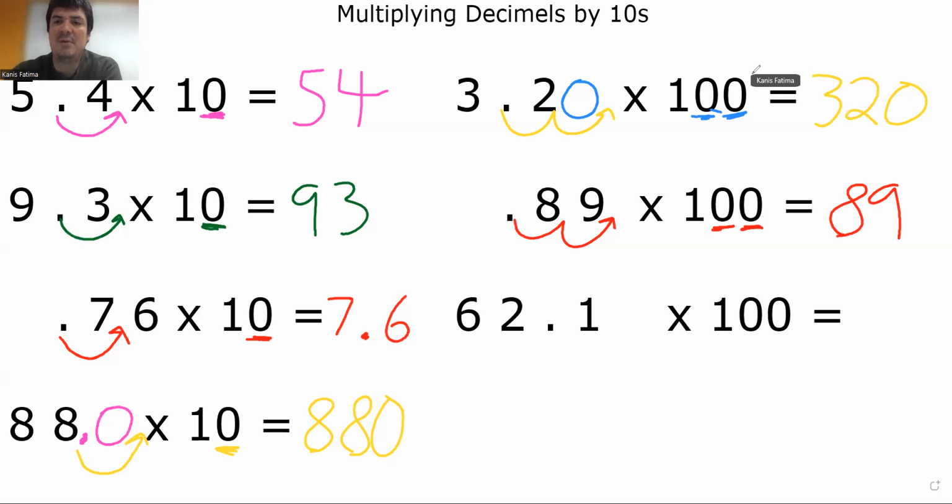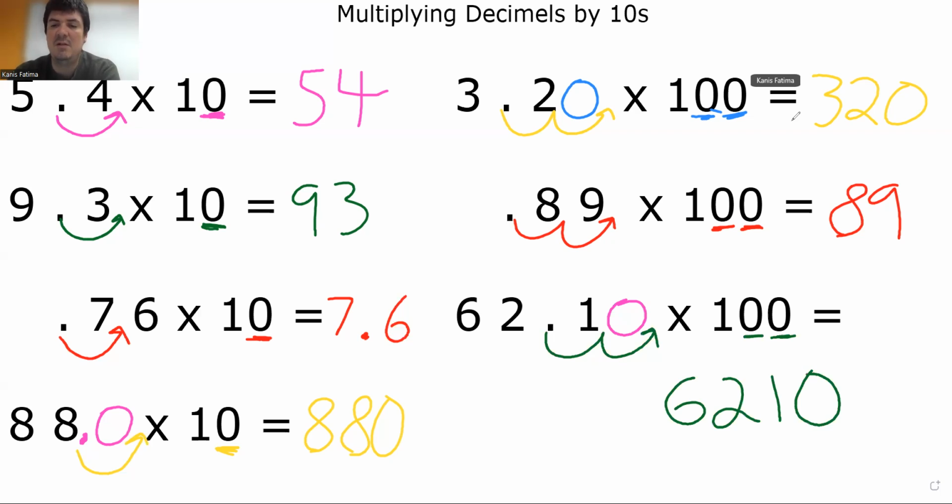And our last example, 62.1 times 100. Again, 100 has 2 zeros. So looking at 62.1, 62.1 is the same as 62.10. So now, again, because 100 has 2 zeros, you're just going to move the decimal over 2 spots. So our final answer is 6,210.